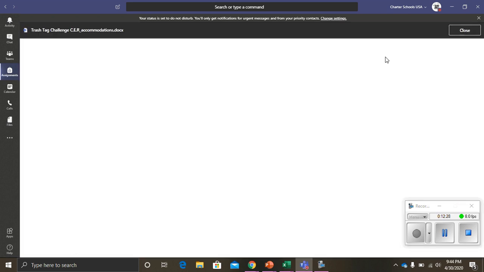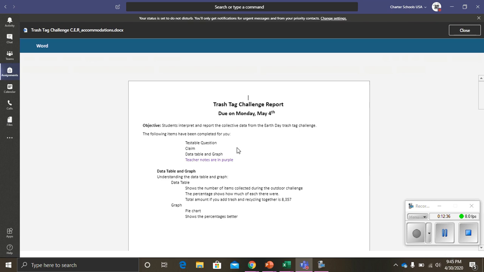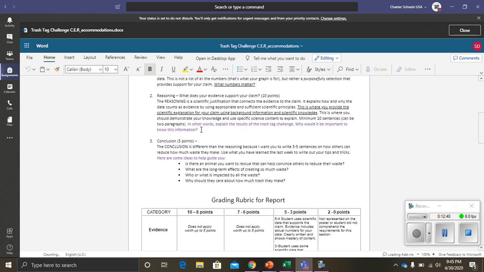Okay, so again, this is how you go back in. All right, edit documents. If you forget to do this, it's going to remind you to do it if you start trying to type. Okay, so this part up here helps you a little bit just to explain things. So if you're confused, this kind of breaks down what you're trying to do. Okay, for reasoning, you're trying to explain the results of the trash tag challenge, the outdoor one. Why would it be important to know this information?